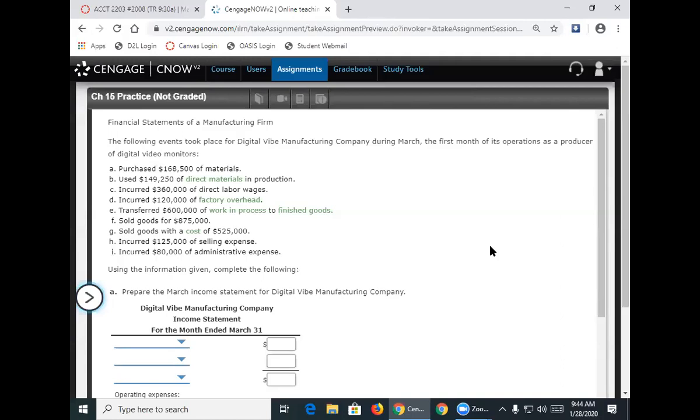When we make a sale, that's a debit to cost of goods sold of $525,000 and a credit to finished goods. So we debit cost of goods sold and credit finished goods. And then it just gives us selling and administrative expenses.